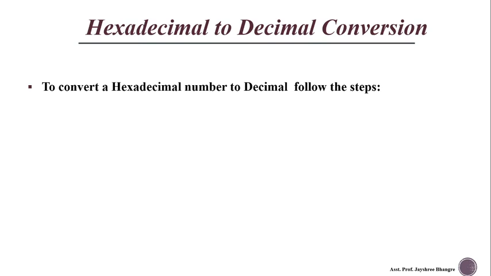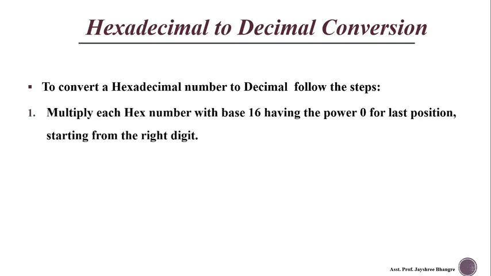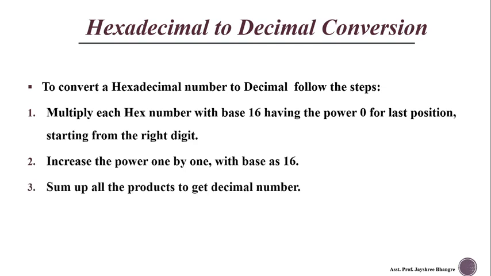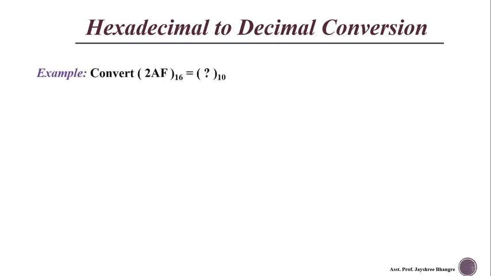So to convert a hex number to its equivalent decimal, again we follow the same positional weight method, but here we multiply each hex digit with the base 16 with the power 0, starting from the LSB position, and we increase this power positively towards the left. And after summing up these products, we get the equivalent decimal number for the hexadecimal number. So let's see the example.